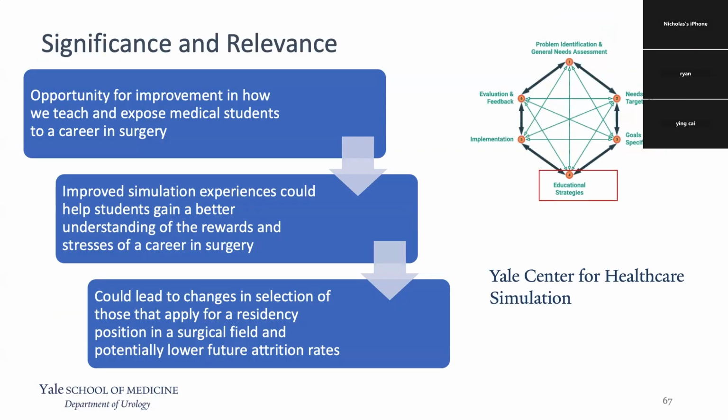And so why is this important? At an undergraduate medical education level, if we do find that there are discordant expectations set during medical school rotations, this could lead to an opportunity for improvement in how we teach and expose medical students to a career in surgery. It's possible that improved simulation experiences at the medical school level could help students get a better understanding of the rewards and stressors of a career in surgery. It could lead to changes in the selection of those that apply for a residency program into a surgical field, that potentially lower future attrition rates.